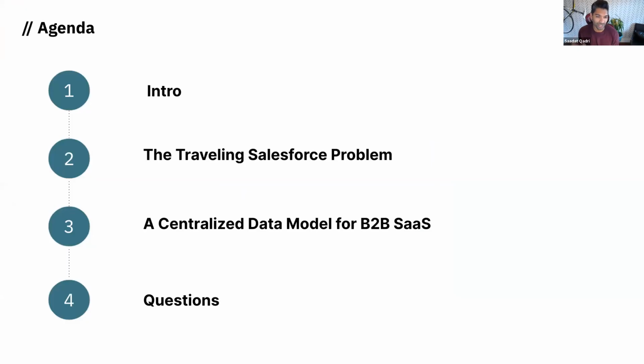So the agenda for the next 20 minutes: quickly introduce myself and some of the problems that I'm working on with my team members. I'll introduce this problem that I call the traveling Salesforce problem, and then talk about why that has resulted in us thinking of centralized data models, specific to B2B SaaS. And then leave some time for questions at the end.